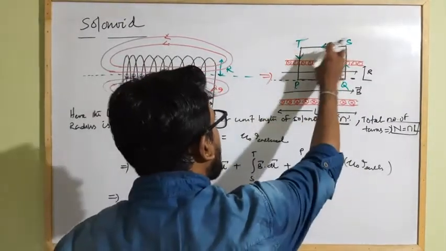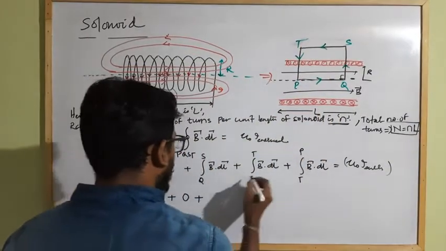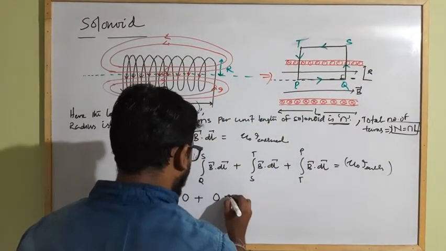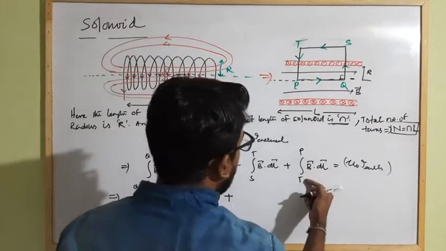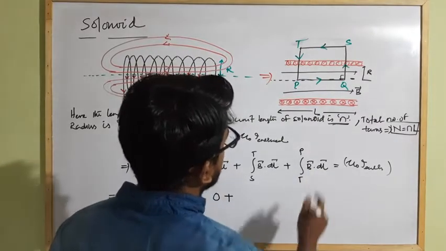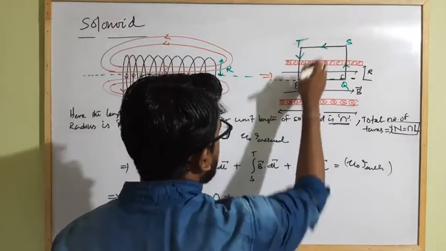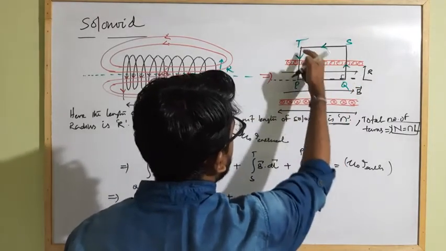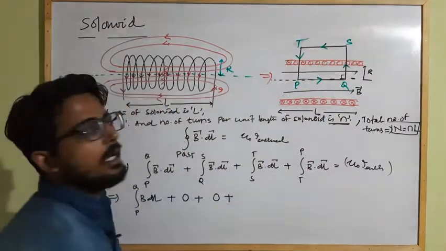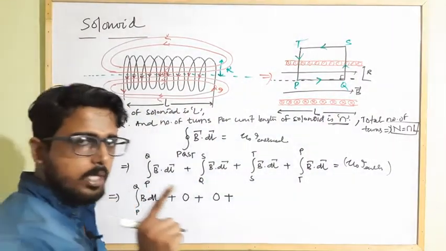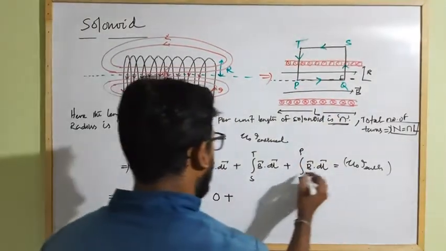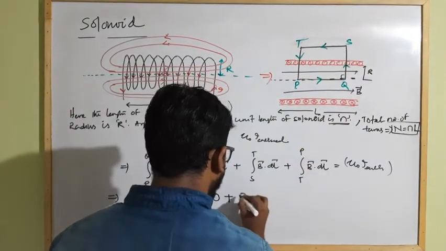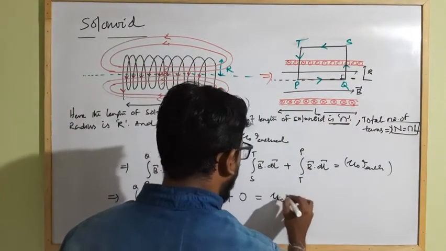So B dot dl for the ST segment will also be 0, plus B dot dl from T to P. From T to P, this is the direction of the dl vector, this is the direction of the B vector. Here also the angle between dl and B vector is 90, so cos 90 will be 0. So B dot dl for T to P will also become 0, and the total is equal to mu naught I enclosed.